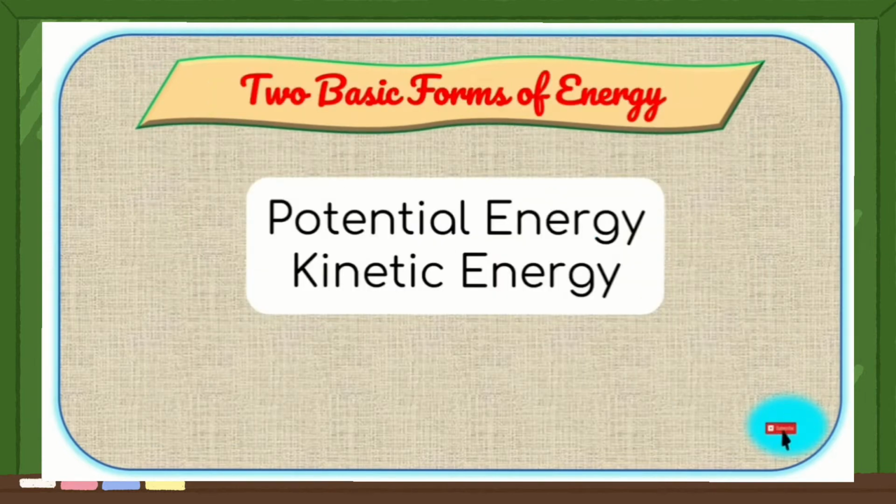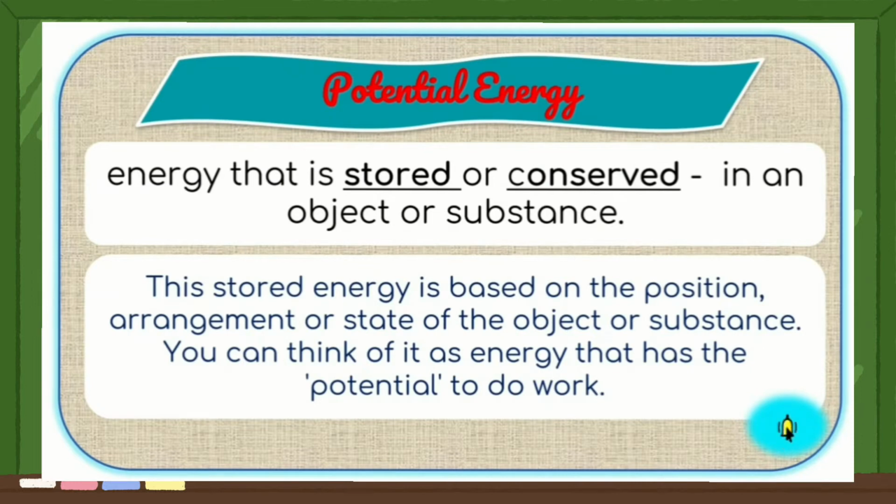So let's study the two basic forms of energy: the potential energy and the kinetic energy. So when we are talking about potential energy, it is energy that is stored or conserved. So meaning, ito yung mga nakaimbak na energy or kasama sa isang substance or sa isang sangkap. Nandun lang siya, like batteries. Okay, so nandun lang siya naka-stored. This stored energy is based on the position, arrangement, or state of the object or substance. You can think of it as energy that has the potential to do work.